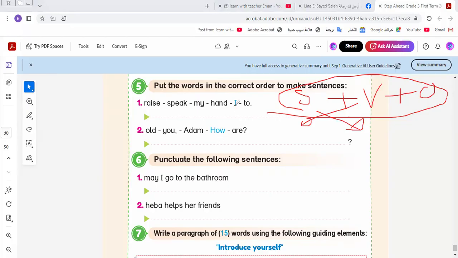Okay, so here it will be: I raise my hand to speak. See, so here it will be: I raise. This is the verb. Subject. Then this is the verb. I raise my hand to speak. Okay.